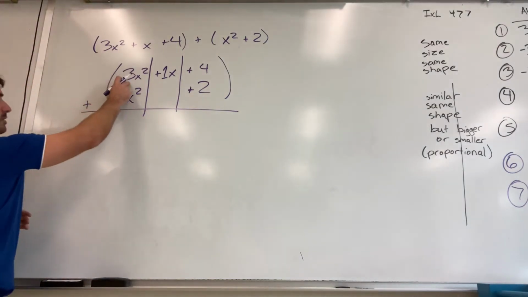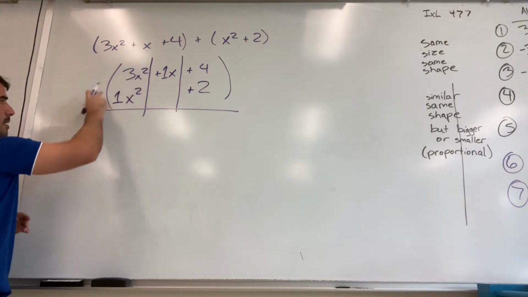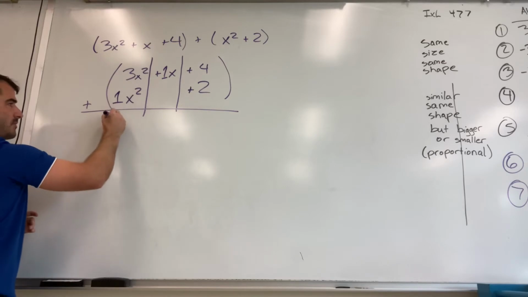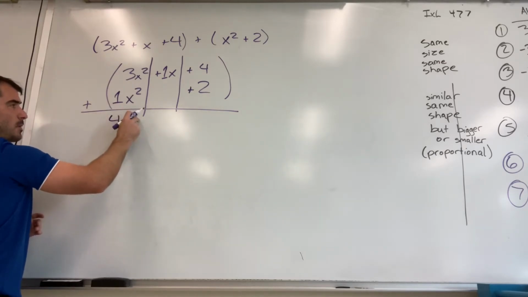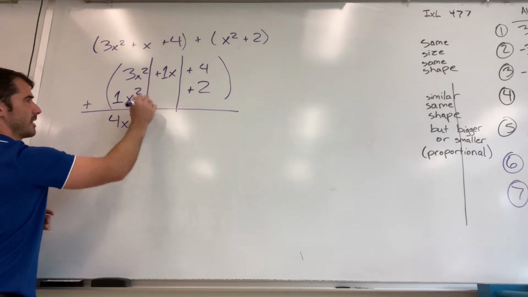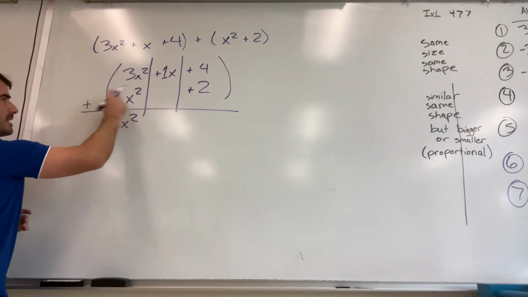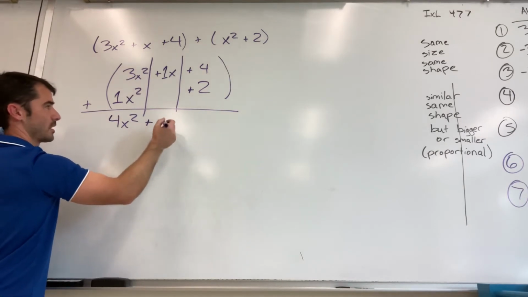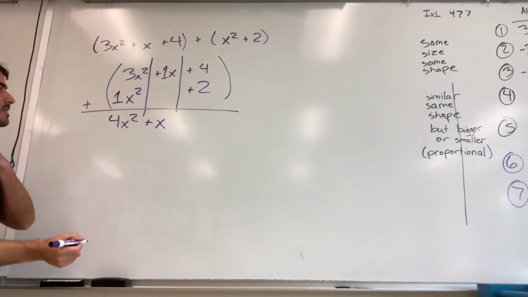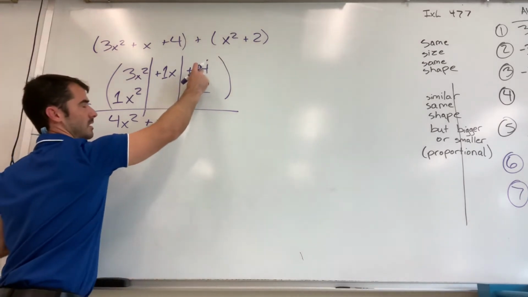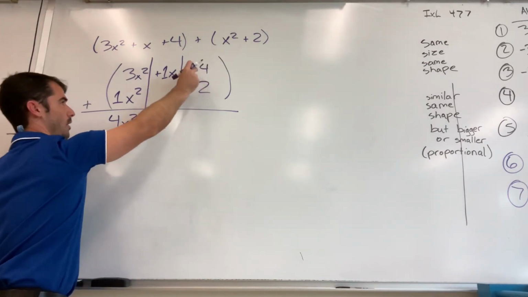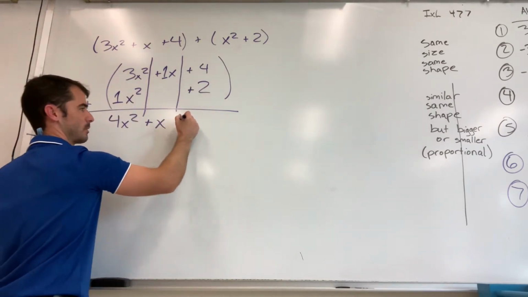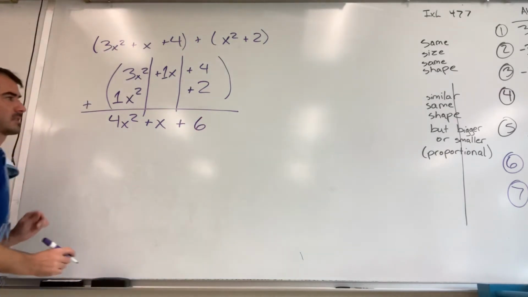So I've got 3x squared plus 1x squared. If I have 3 of them and add another one, that's 4x squared. You notice my exponent didn't get any bigger. Then I have 1x squared plus nothing, so that really doesn't change it. So plus 1x, I'm just going to write x, because that is the same as 1x. Now it's positive 4 plus positive 2. That's 6, so we write plus 6.